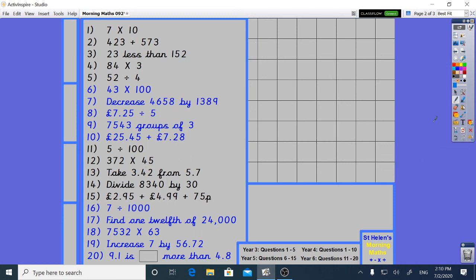Question 20. 9.1 is something more than 4.8. Well, that's true. It is more than 4.8. How many more is it? How many more is 9.1 than 4.8? If you ever get how many more, it's a minus. When you're looking for how much more something is than something else, it's a minus, even though it might sound like a plus because it has more in it. Watch out for that trick. 11 take away 8, 3. 8 take away 4, there is 4. 4.3. 9.1 is 4.3 more. It is more than 4.8.